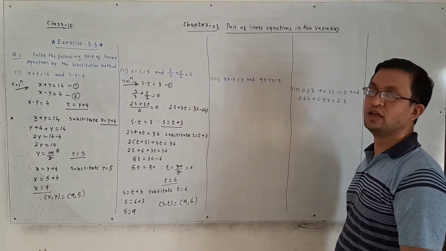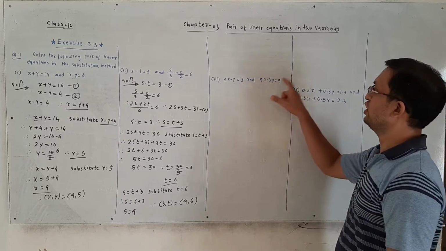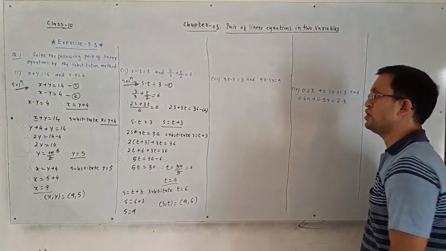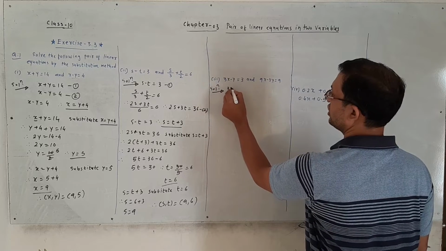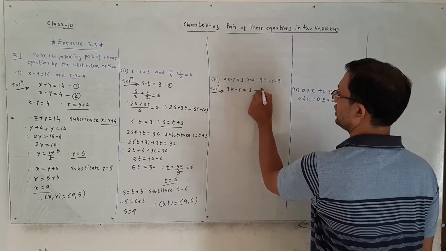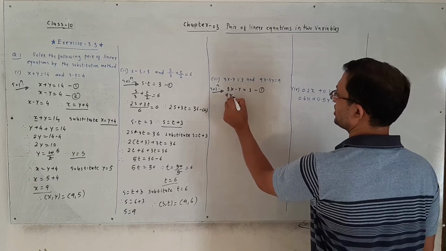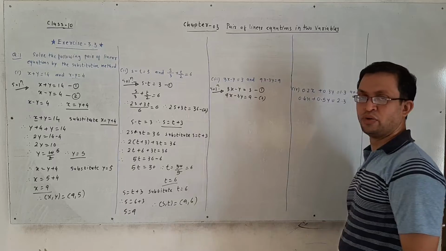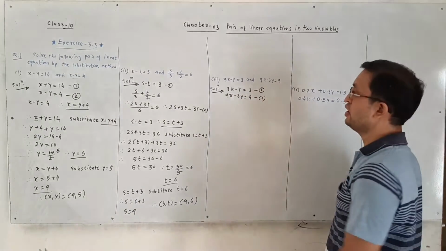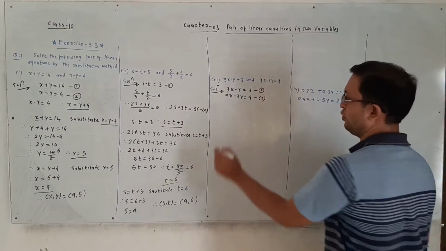Question number 3. 3x minus y is equal to 3, and 9x minus 3y is equal to 3. Solution. First equation, 3x minus y is equal to 3, equation 1, and 9x minus 3y is equal to 9, equation number 2. We select equation first, and convert y into x form.